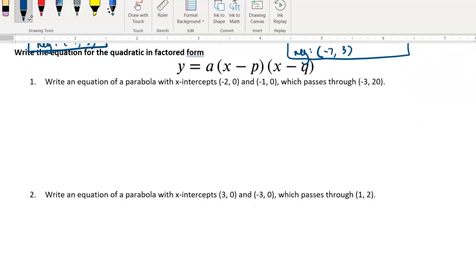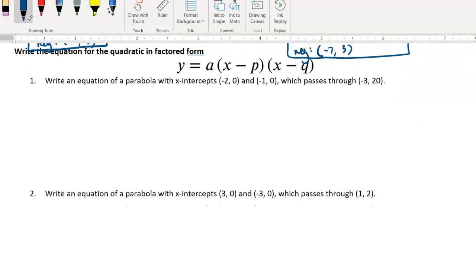All right, this is the last key thing that we need to talk about. So remember, we have the factored form of a parabola. So here they give us the x-intercepts are at negative 2, negative 1, and it passes through the point negative 3, 20. The first step is we're going to replace the x-intercepts with their values.